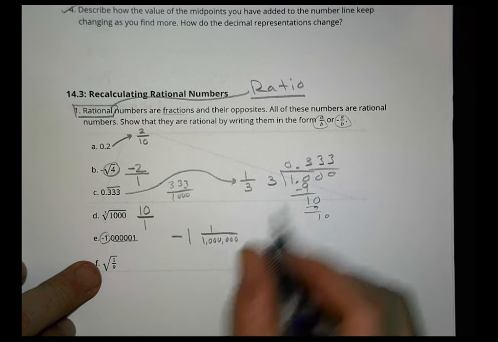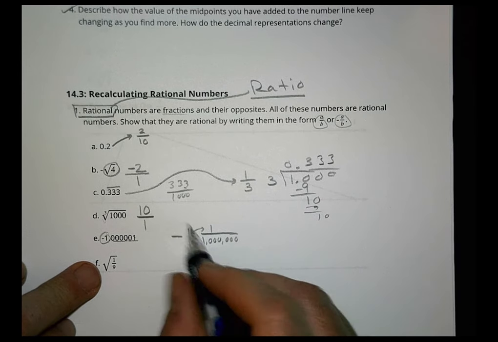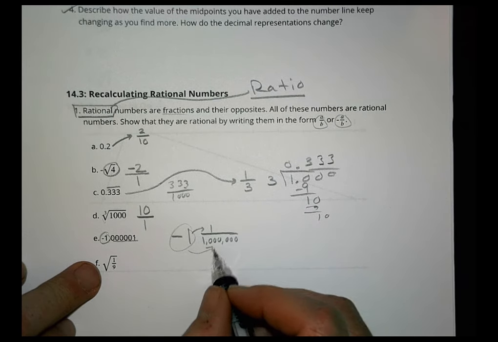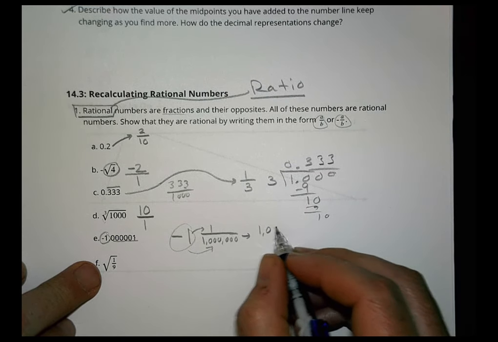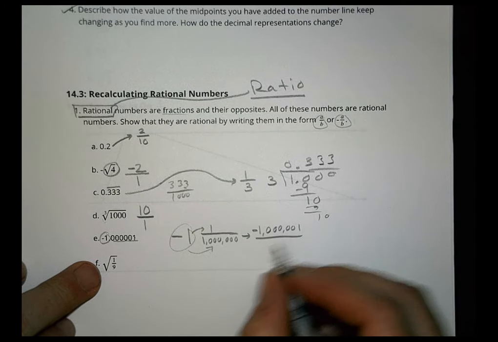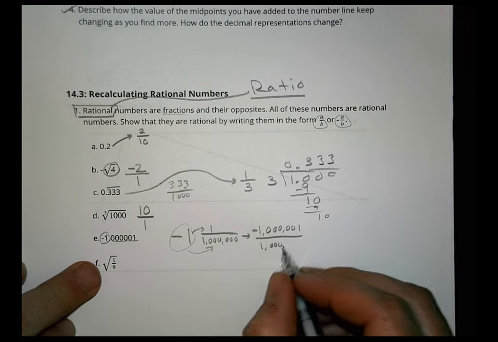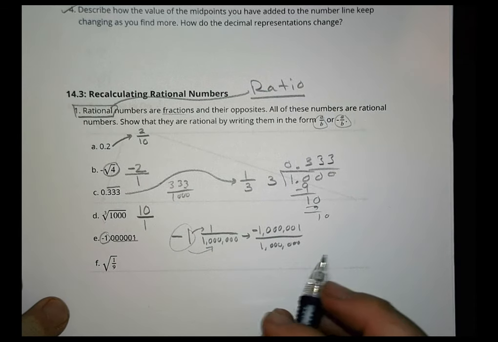But we want to write this in the form of a over b, so I need to put this one on top of that, which means this 1 is a whole one of those plus one more, meaning we have 1 million, 1, 2, 3, 1, 2, 3. It's negative, all over 1, 1, 2, 3, 1, 2, 3. So that becomes the fraction form there.